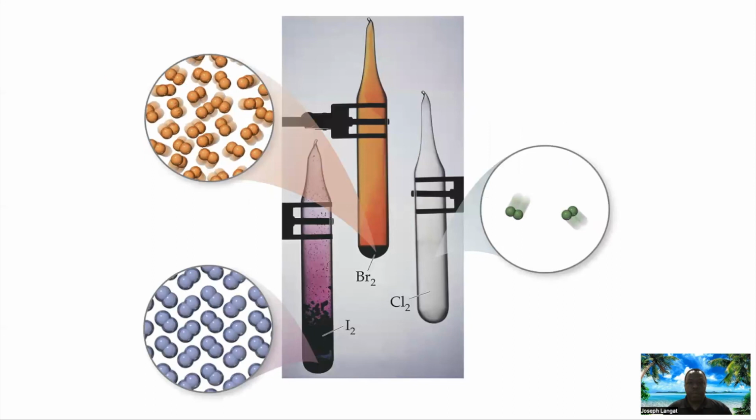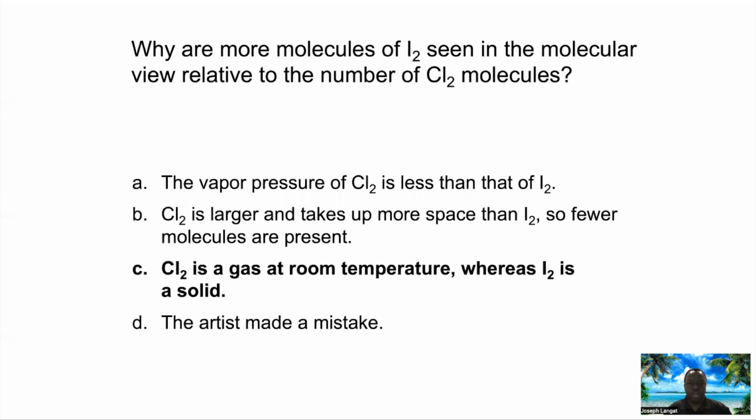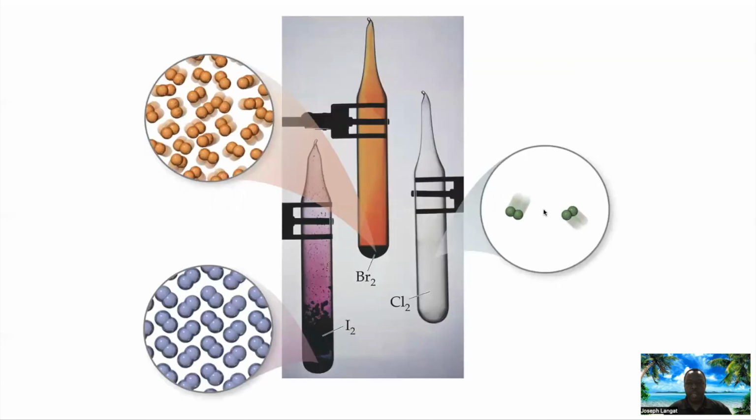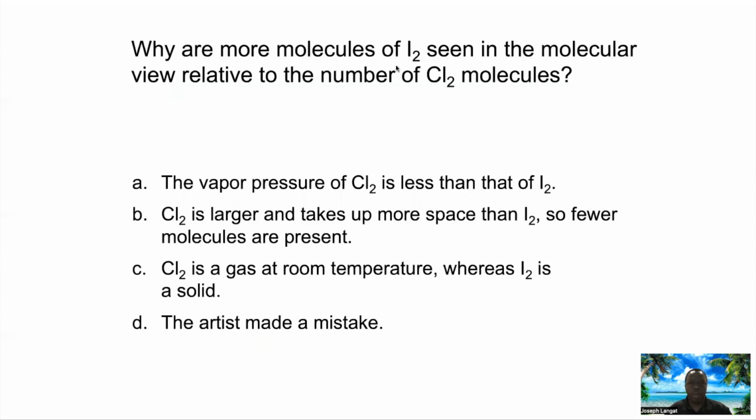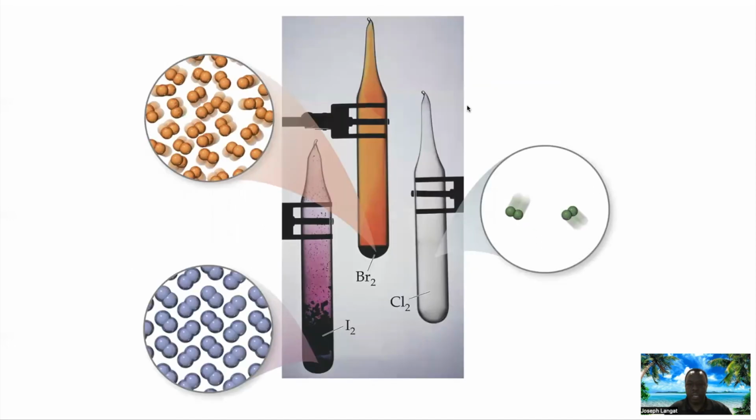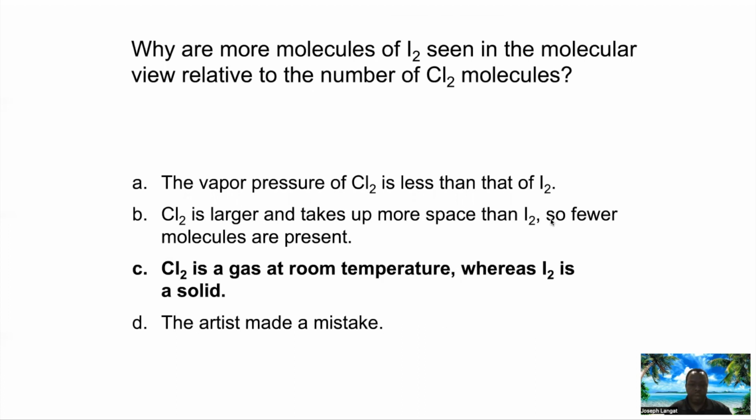This is just the typical color for group 7. And in this table, let's see here, if you look at this, we have only 2. This is because this is solid, this is liquid, this is gas. And the question here is, why are more molecules of iodine seen in the molecular view relative to the number of chlorine gas molecules here? We see more here than here. Why? The reason being, this is solid and this is gas. Just to give you a hint, chlorine is gas at room temperature, whereas iodine is solid at room temperature.